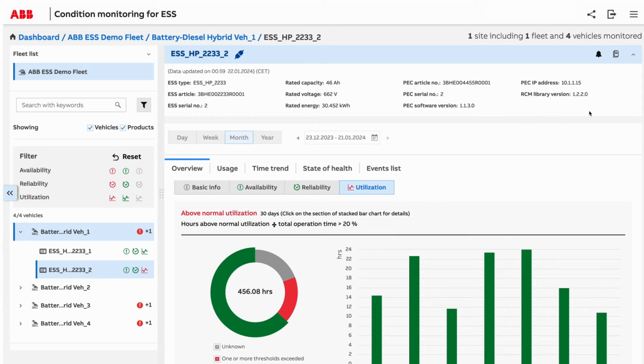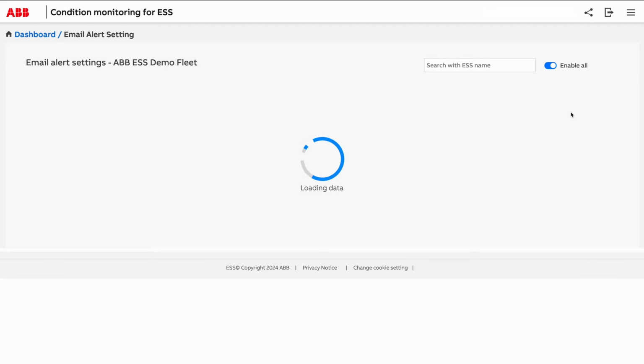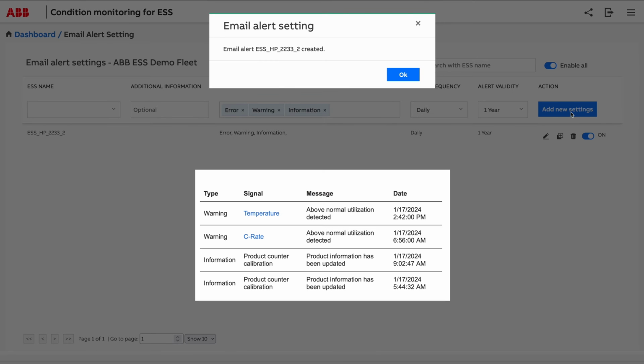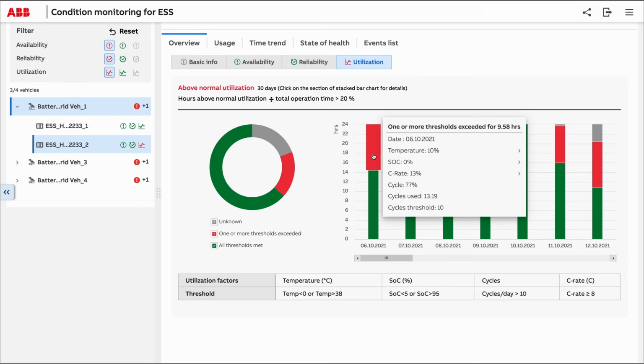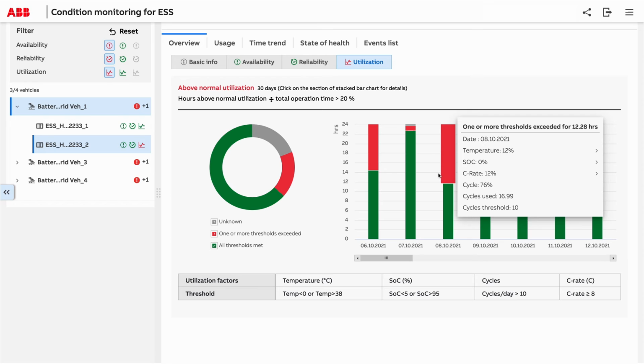Set up alerts to not miss any important events happening in your fleet. To proactively monitor your fleet, you can configure alerts to receive a daily email summary of important events in your fleet. Click on a red surface of a bar to see which utilization factors contributed to the stress for this day in percentages. Click on an arrow for more information.